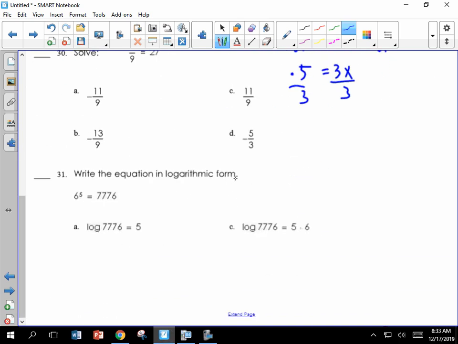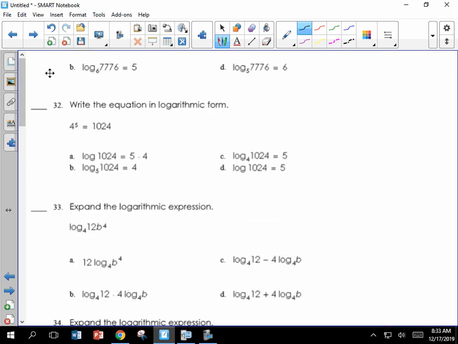Write the equation into logarithmic form. So, same thing, you're not solving it, you're just putting it into a log. So you're doing the big L, so log, the base is 6, then 7, 7, 7, 6, and then it's going to be equal to the last thing, equals 5. Let's see if we have an answer choice that does that, and B is correct. 32 is done the same way.